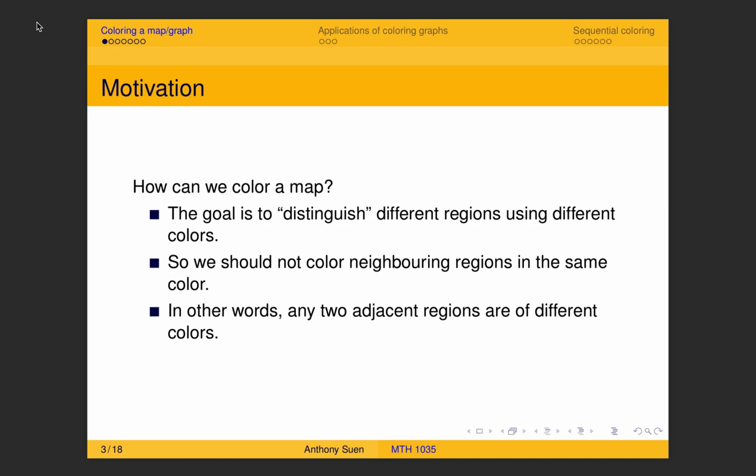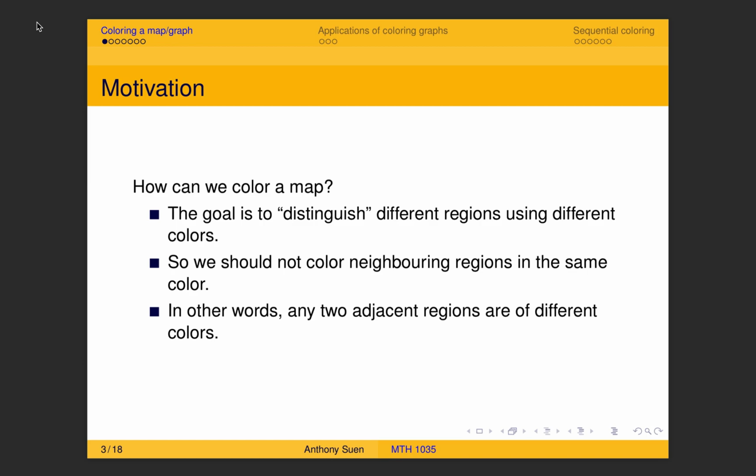But there's a problem. You want to color the map, but how many colors should you use? Of course, if you have so many colors available, you can just color the regions as you like, in different colors. But what about if you don't have many colors on hand? Then can you still distinguish the regions using coloring? That is one of the problems for coloring a map.